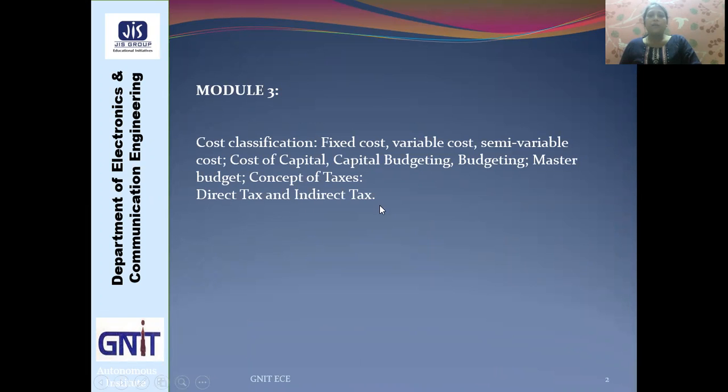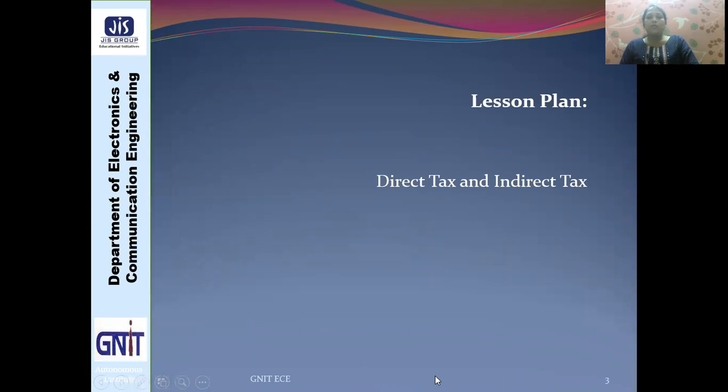Today, we will cover Module 3. Module 3 consists of cost classification, fixed cost, variable cost, semi-variable cost, cost of capital, capital budgeting, master budget, concept of taxes, direct and indirect tax. So here we will study direct tax and indirect tax.